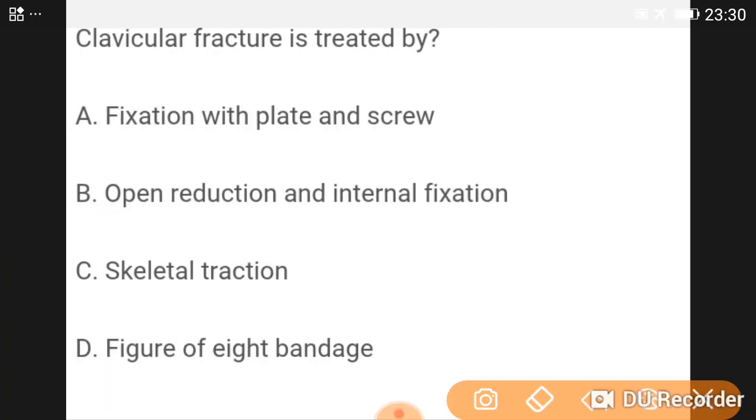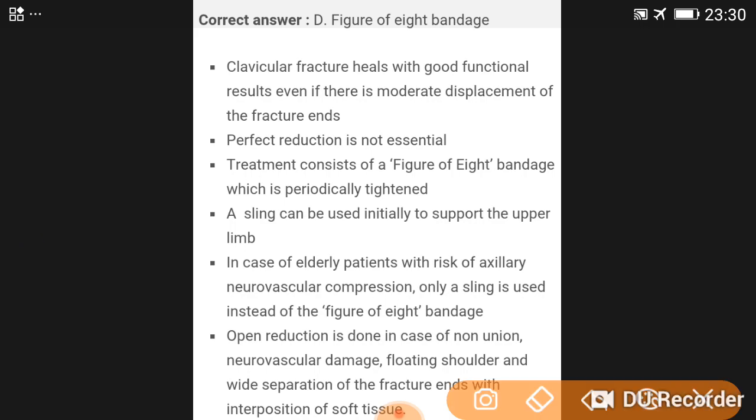Okay, now clavicular fracture is treated by figure of 8 bandage. Okay, let's discuss. Clavicular fracture heals with good functional result even if there is moderate displacement of the fracture ends. Perfect reduction is not essential. Treatment consists of figure of 8 bandage which is periodically tightened. A sling can be used initially to support the upper limb.